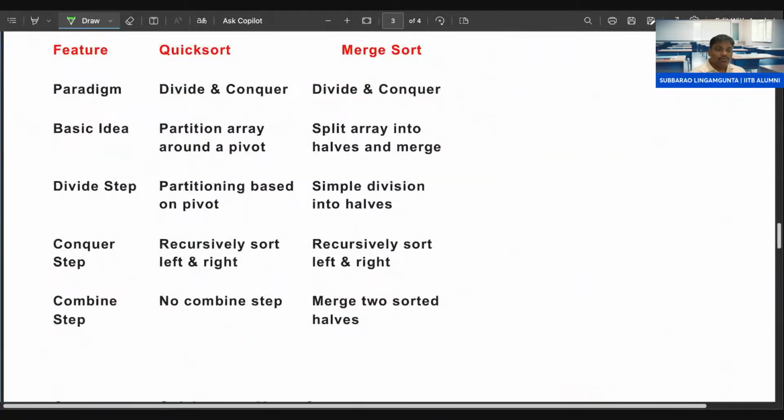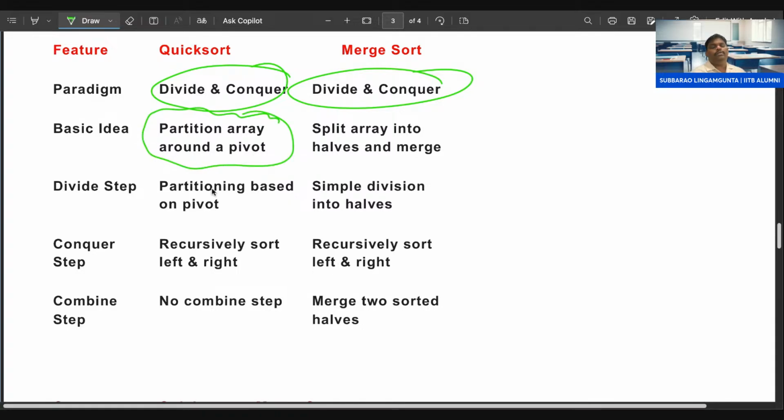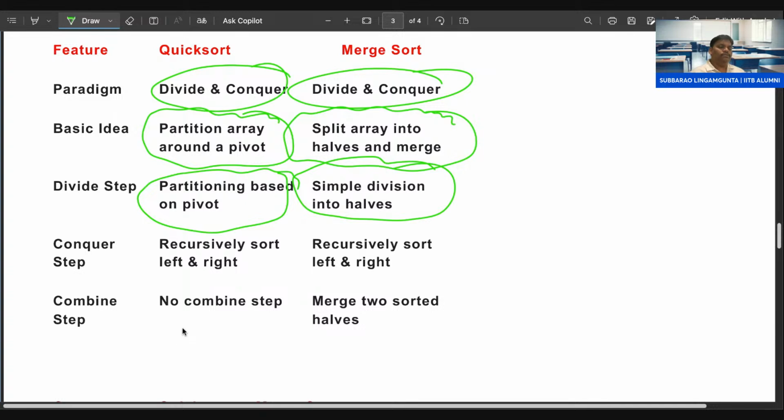Now next one. Remember, if you see the comparison between merge sort and quick sort, both follow divide and conquer. Both merge sort and quick sort are divide and conquer. The basic idea is to partition the given array. In quick sort, the division is partitioning based on the pivot element, but in merge sort, it is blindly divided into two equal parts. In the conquer step, on the left side and the right side, apply recursion. Conquer means recursion.